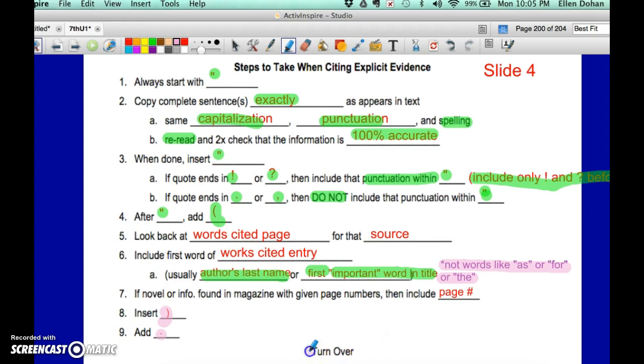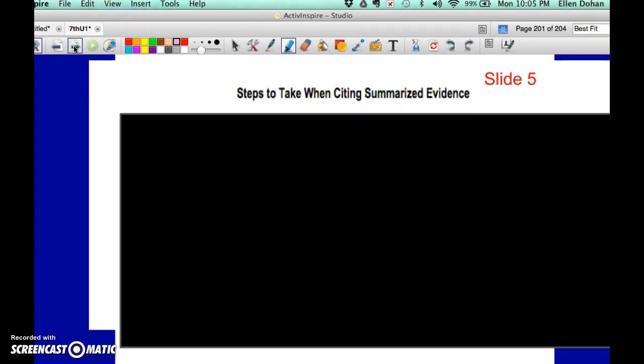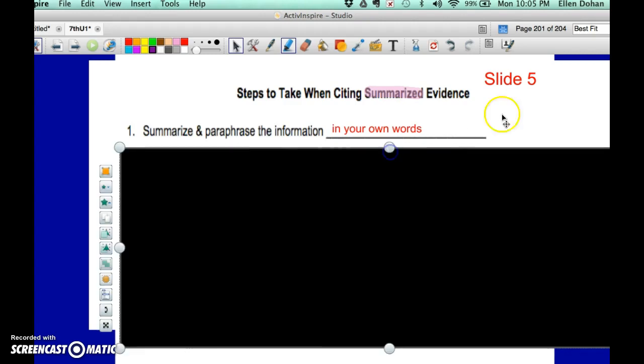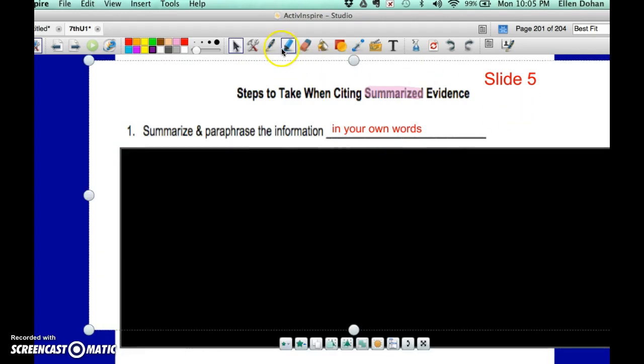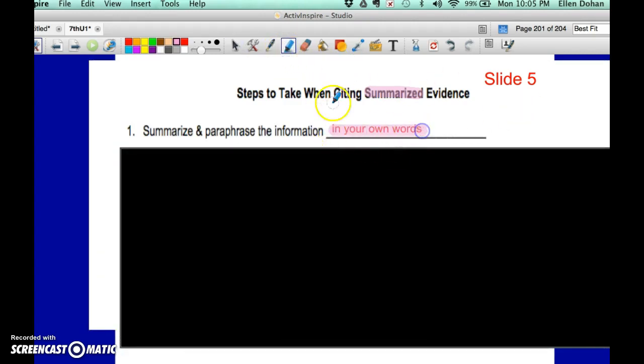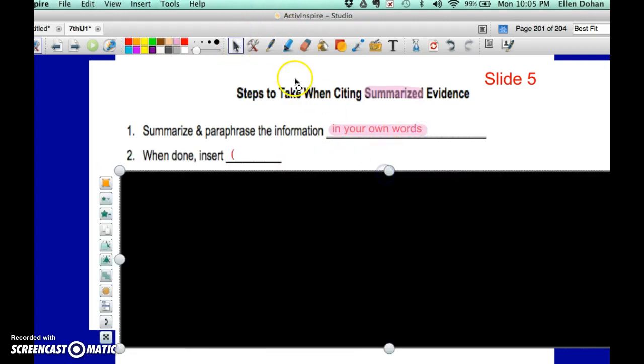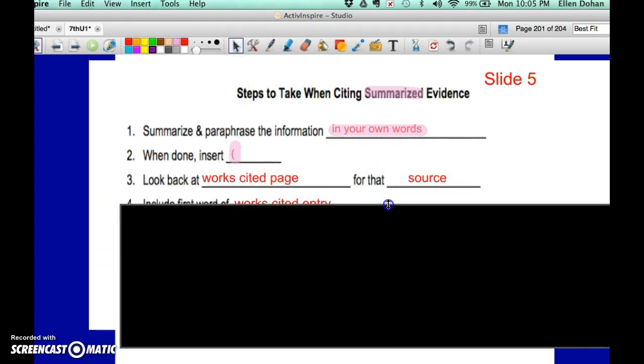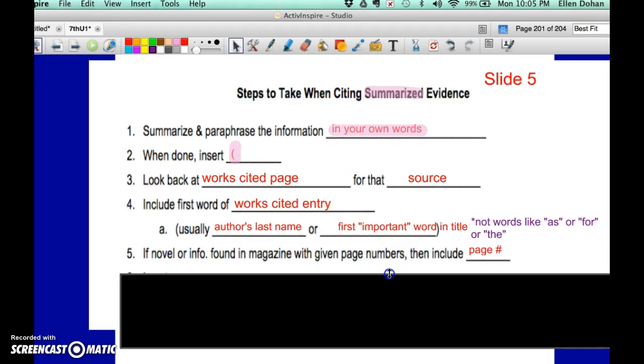All right, now go ahead and turn over because we're going to talk about citing not explicit evidence, but summarized evidence. So here are steps to take when we're citing summarized evidence. First step, make sure that you've explained the information in your own words. Next step, we're going to insert the open parenthesis. After that, we're going to follow a lot of the steps that we just did.